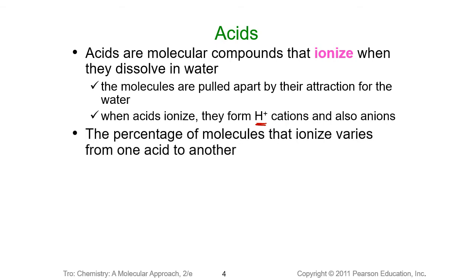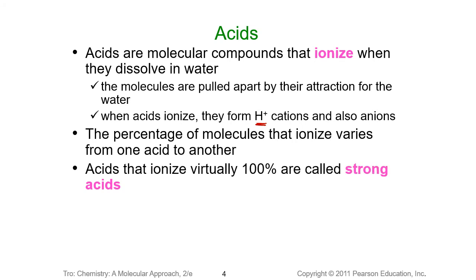The amount of the molecules of acid that ionize varies from one acid to another. So if nearly 100% of them dissociate or ionize, then we call them strong acids. It has nothing to do with the concentration, it just has to do with how much those molecules fall apart in the water. If we have nearly 100% ionization, it's a strong acid. An example of that would be hydrochloric acid, HCl. It dissociates nearly 100% in water.